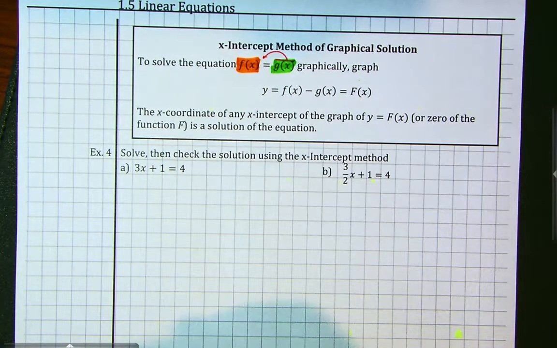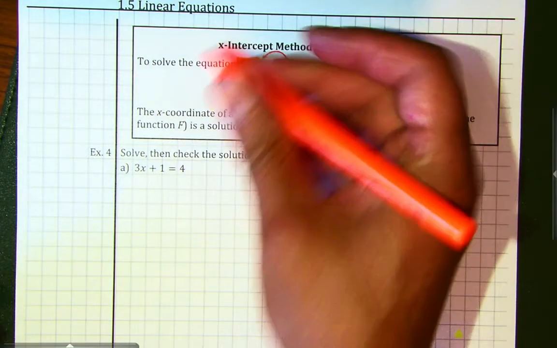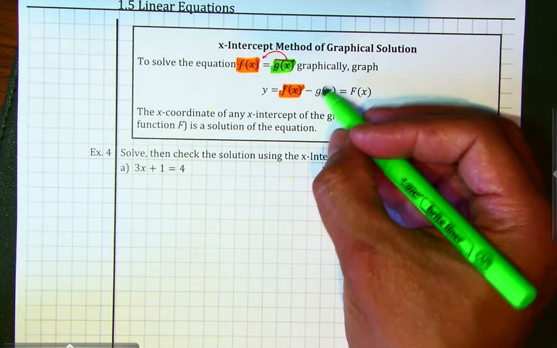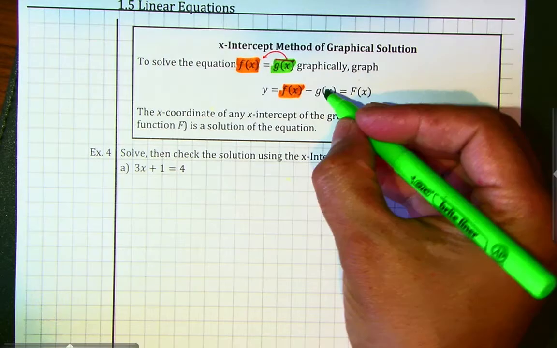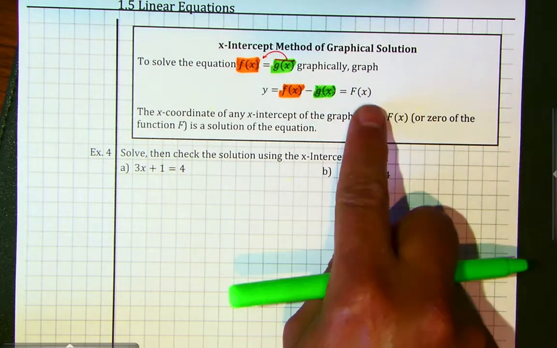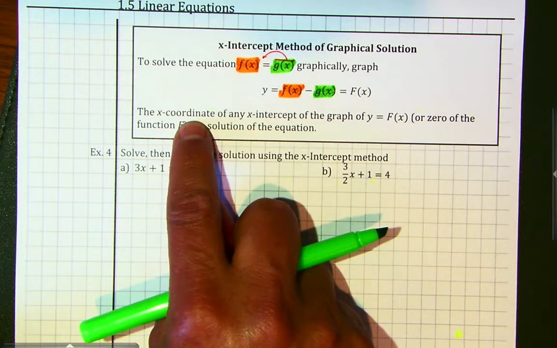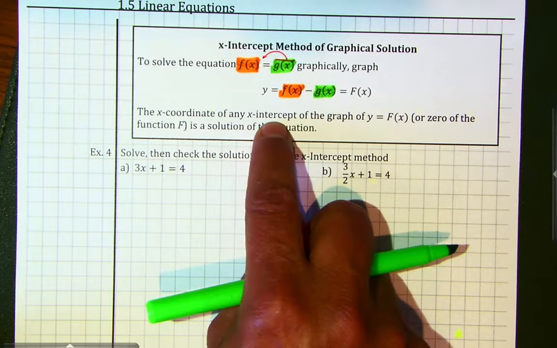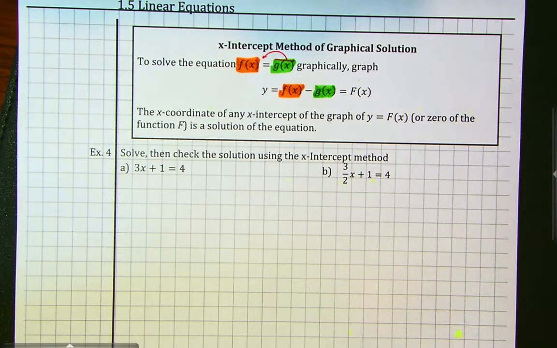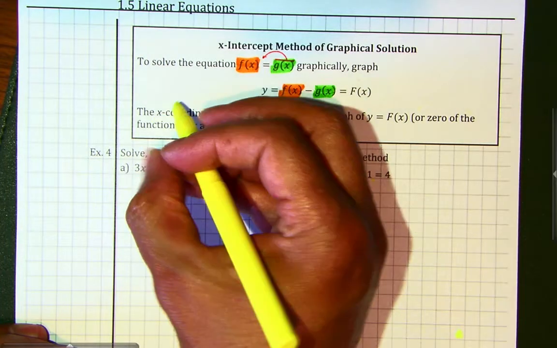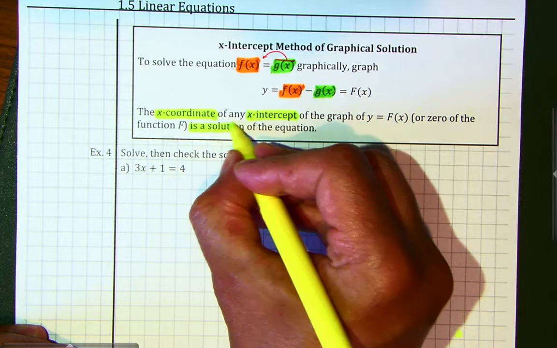So where this is your f of x, your g of x can move to the left, so it becomes a negative g of x. That's the new function. Then the x-coordinate of the x-intercept is going to be the solution. So in this case, the x-coordinate of the x-intercept is a solution for the equation.